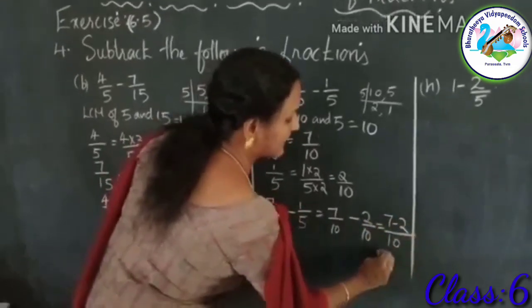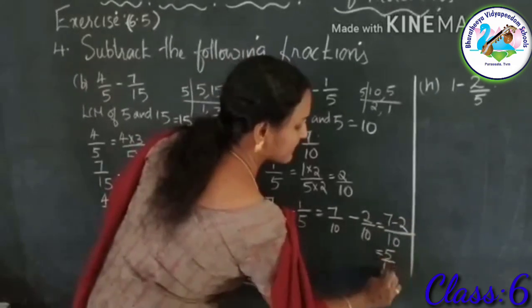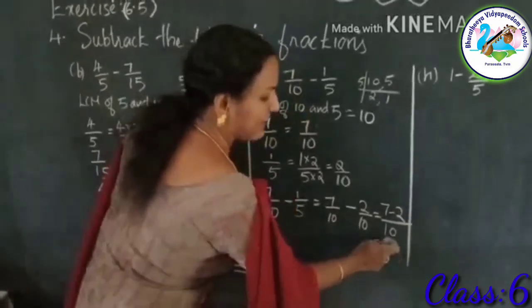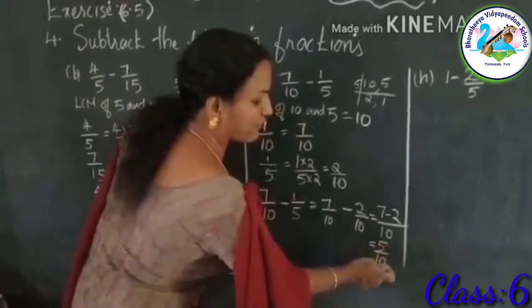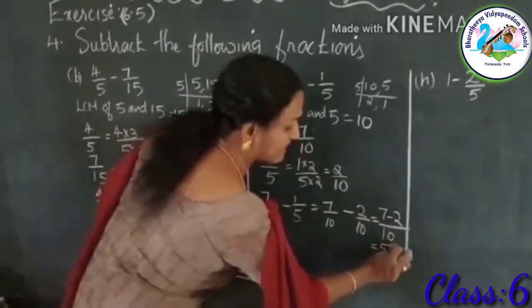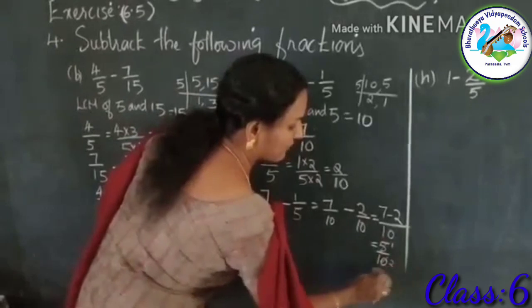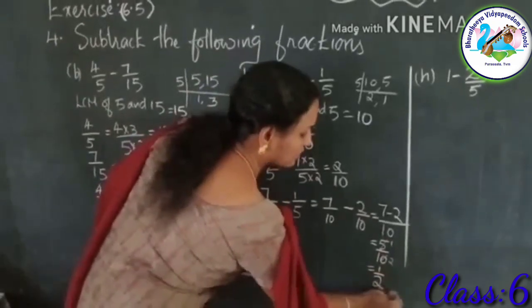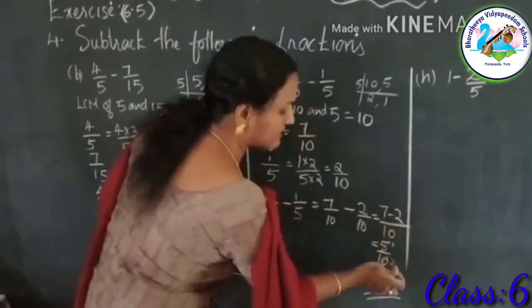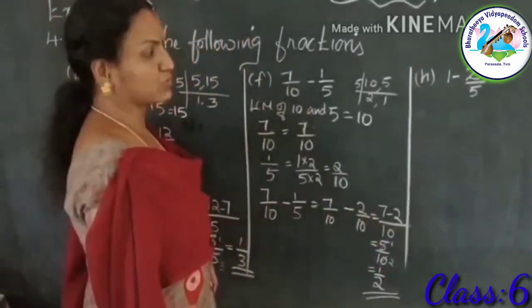7 minus 2 by 10, 5 by 10. Here 5 is common for both the numerator and denominator. So cancelling, 1 5 is 5 and 2 5s are 10. 1 by 2. So the simplest form of 5 by 10 is 1 by 2.